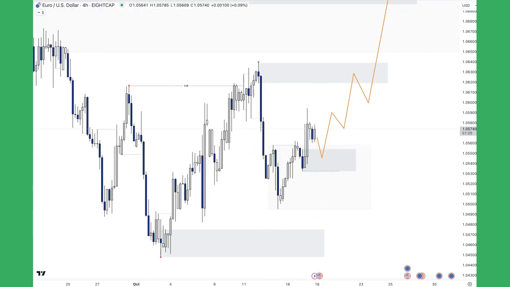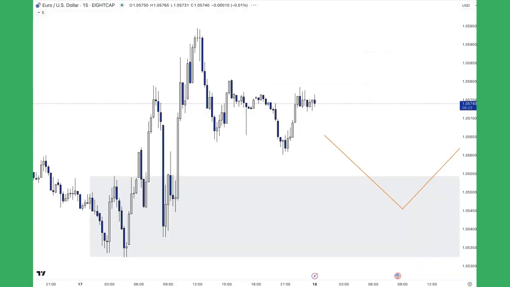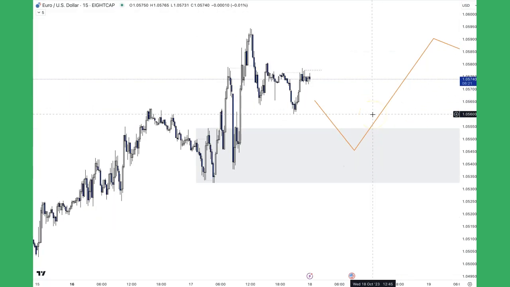Moving on to the M15. This is what my M15 looks like.